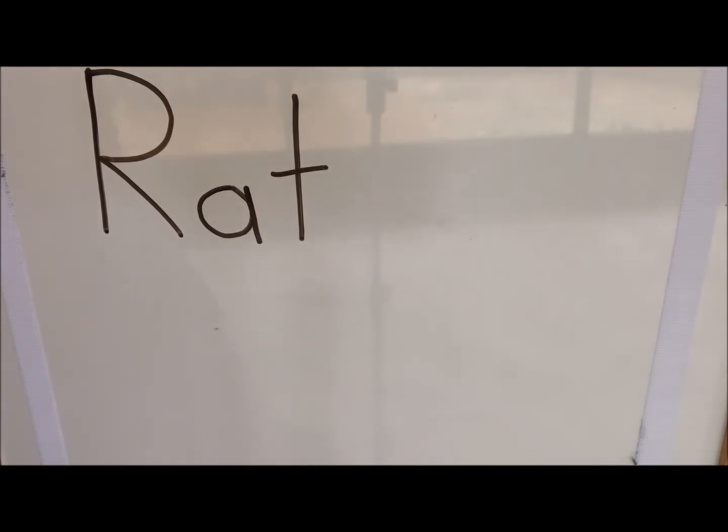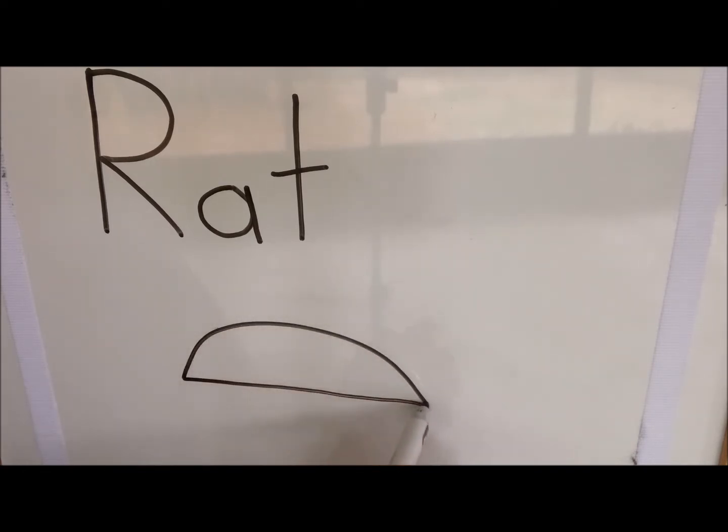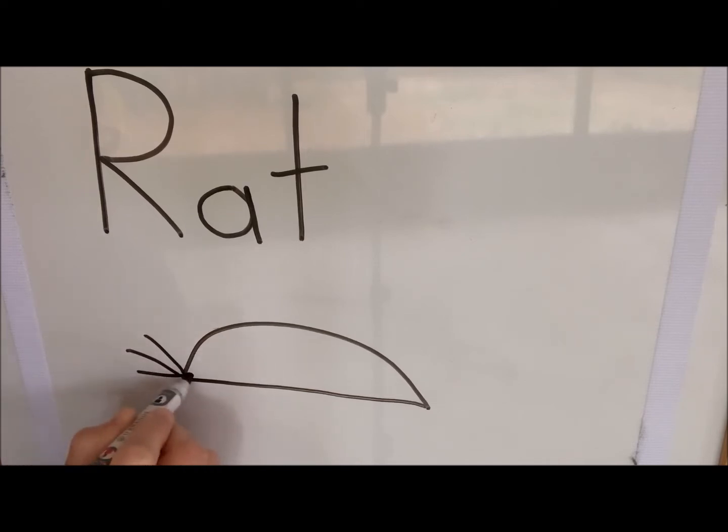I'm thinking about what shape a rat is. Let's see. I'm going to start with a straight line down here enough so that I have room to make his body. I'm going to make his body a big curve. It's like a semicircle. This is going to be his little nose down here. I'm just going to color it in, and I'm going to give a rat whiskers.